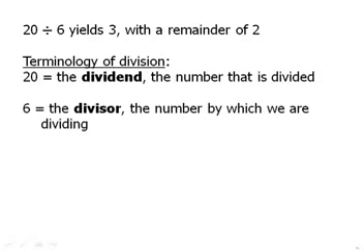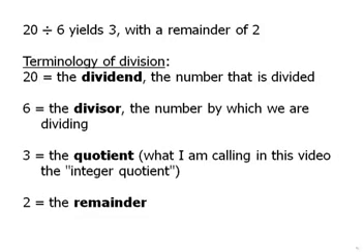Now be very careful here. We're using divisor in a slightly different sense than we've used in previous videos. In previous videos we were talking about divisor as a synonym for factor, the factors of a number, the divisors of a number. So we're not using divisor in its factor sense here, because of course 6 is not a factor of 20. We're just using divisor in the sense of the number by which we're dividing. So this is divisor in a division sense, a slightly different use of the word. Of course 3 is the integer quotient and 2 is the remainder.